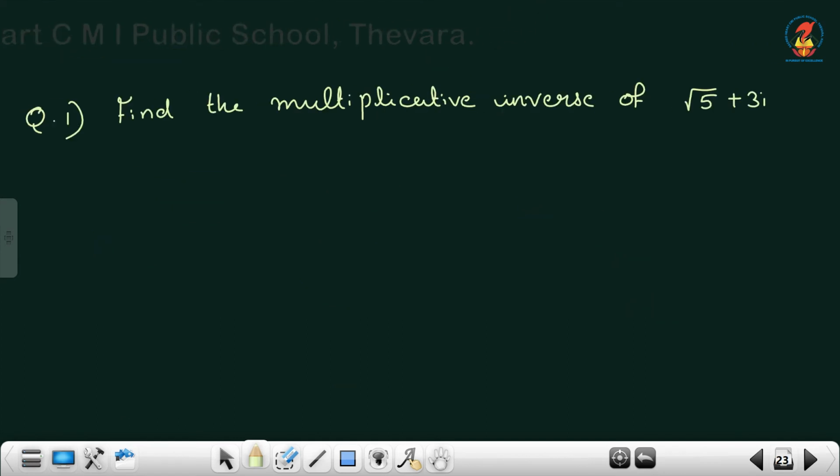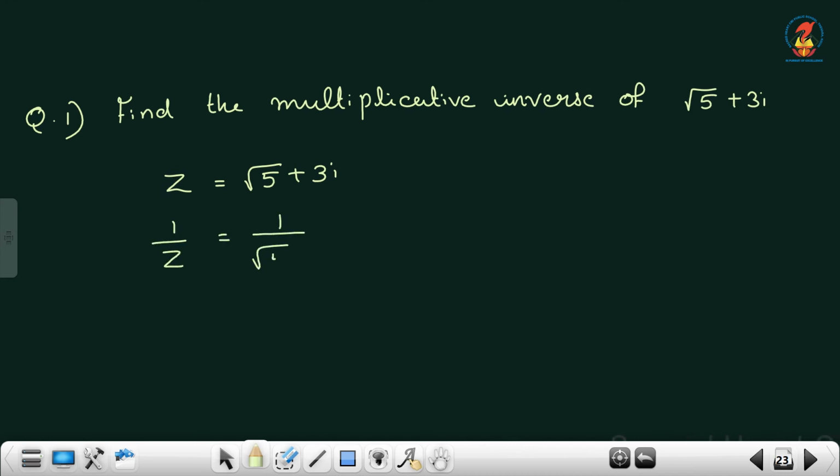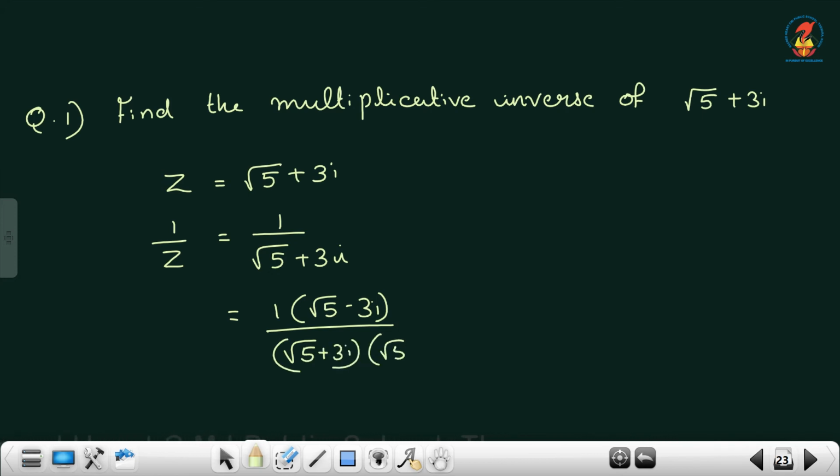Now problems. Find the multiplicative inverse of root 5 plus 3i. So let Z be the complex number; we name it by the letter Z. Multiplicative inverse means 1 by Z, 1 by root 5 plus 3i. So next step you have to multiply by the conjugate, root 5 minus 3i.